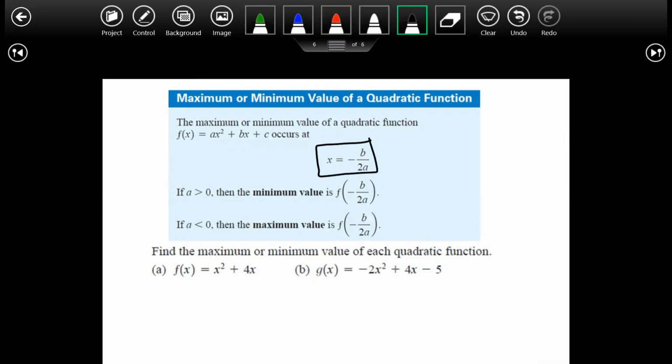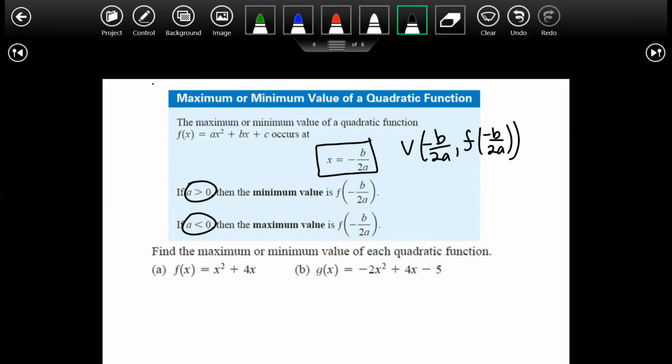Your x value for your vertex is going to be negative b over 2a. Your x value that we're going to solve for is going to be our first value in here. The second thing we're going to look at, your y value, is when you plug that x value back in. If your a value is greater than 0, it's still a minimum. If your a value is less than 0, it's going to be a maximum.